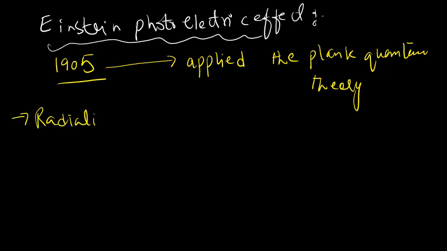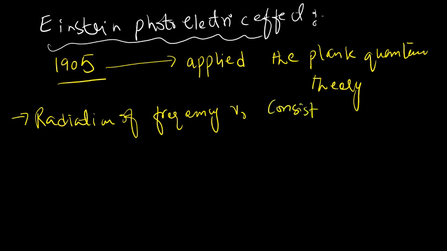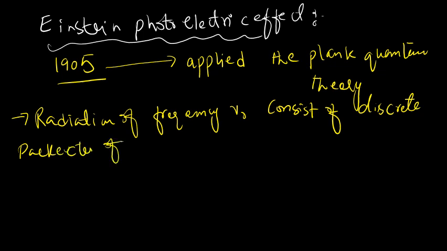So he used the Planck quantum theory and said that radiation of frequency mu naught consists of discrete packets of energy, and each packet of energy, which is called a quantum, has energy equal to h mu.